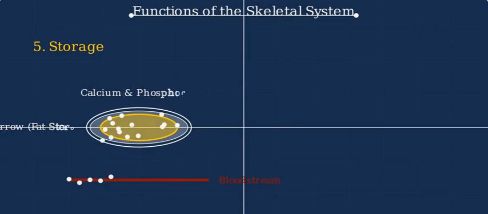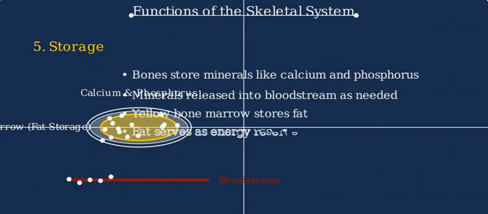Fifth, the skeletal system acts as a storage system. Bones store essential minerals like calcium and phosphorus, releasing them into the bloodstream when needed. Additionally, yellow bone marrow serves as a reservoir for fat, which can be used as an energy source during nutritional stress.